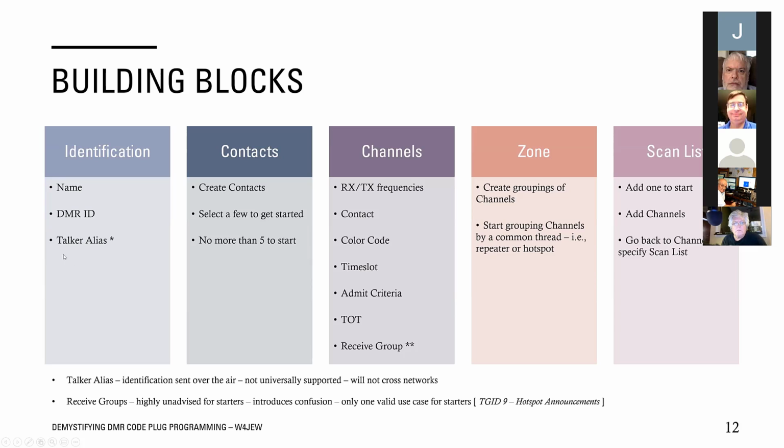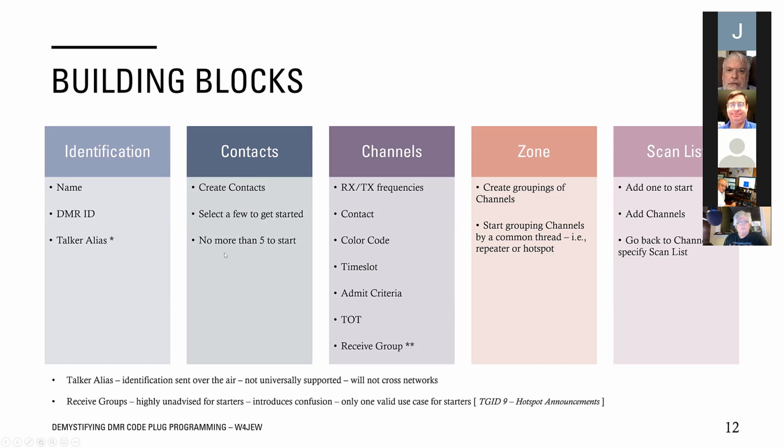Very few DMR radios will actually do that. They only support transmitting the DMR ID number over the air by default. But talker alias is starting to show up in more and more radios. The way that people get around that is by downloading the radio ID database and installing it in their radios. I personally don't do that anymore. I used to. It's just a pain in the neck to maintain.